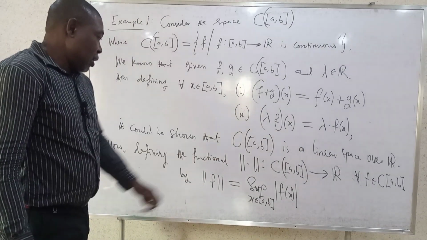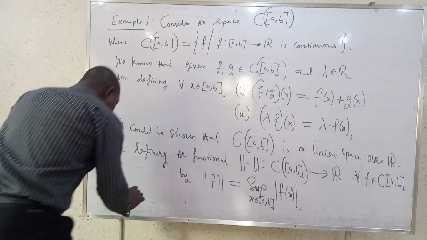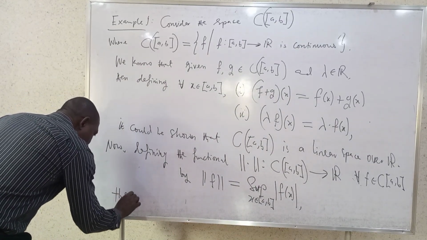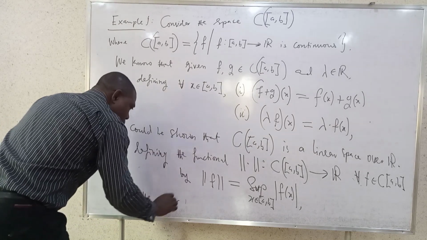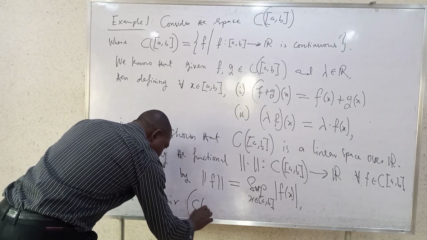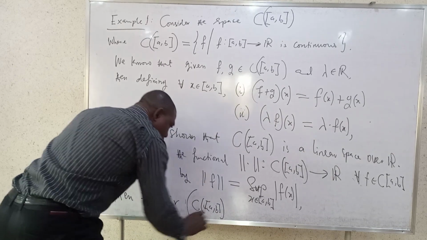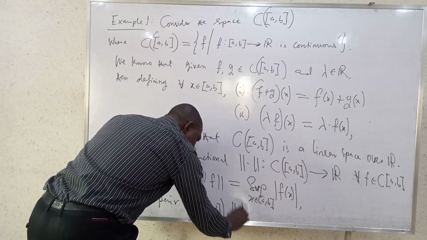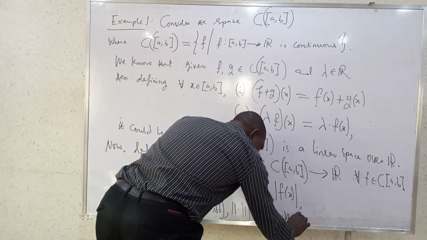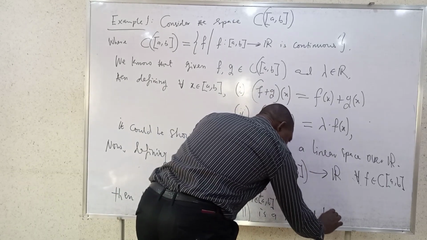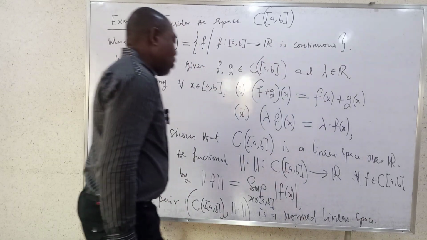If we define this, then the norm on C[a,b], together with that functional, is a normed linear space. Please, we have to be very, very careful here.